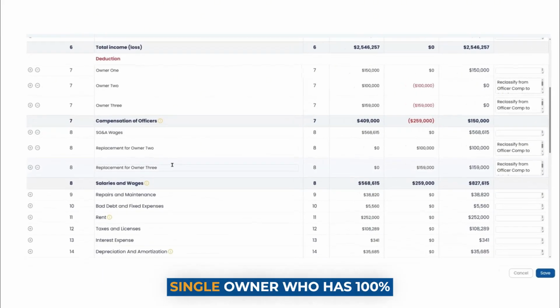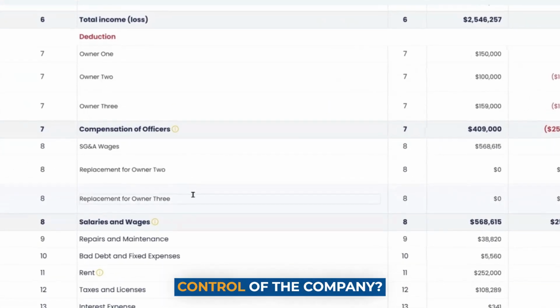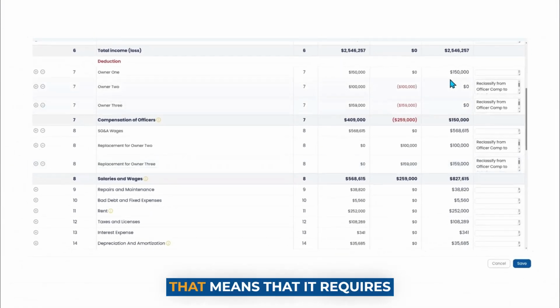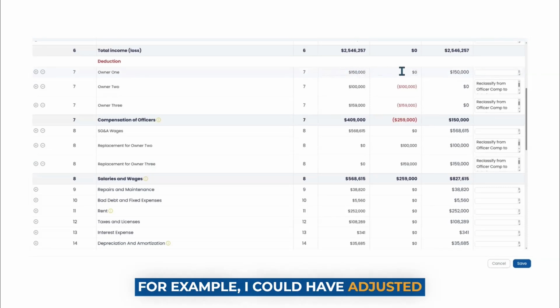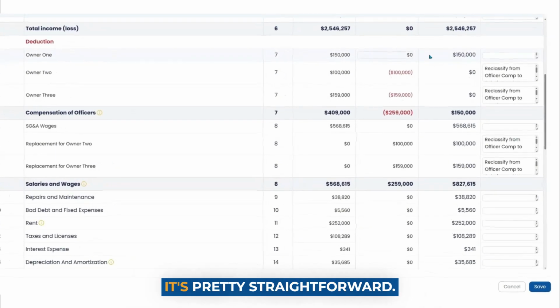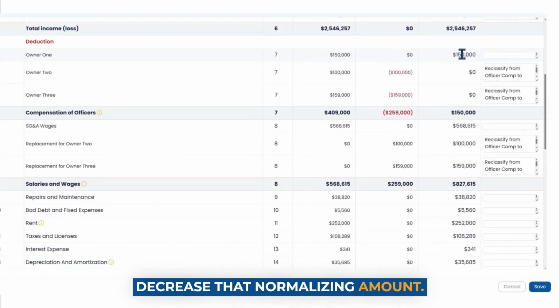That means that there's a single owner who has 100% control of the company. That means that it requires that we have one owner, and we reclassify those additional owners into salaries and wages. Now, I could have made further adjustments. For example, I could have adjusted this owner compensation to market rate, and I could have adjusted this to market rate. If I were doing owner 1, adjusting it to market rate, it's pretty straightforward. I insert either a positive or negative number to increase or decrease that normalizing amount.